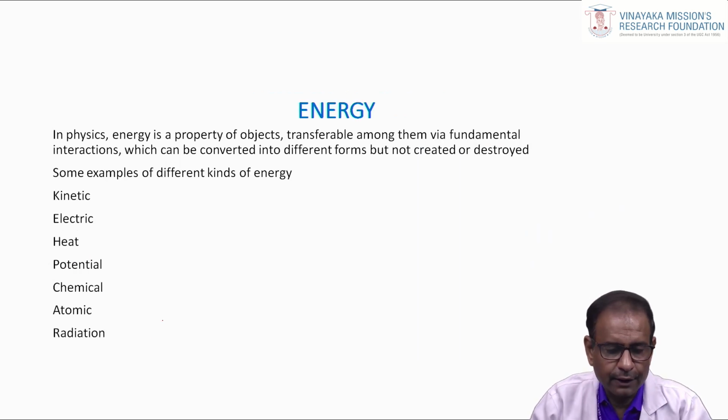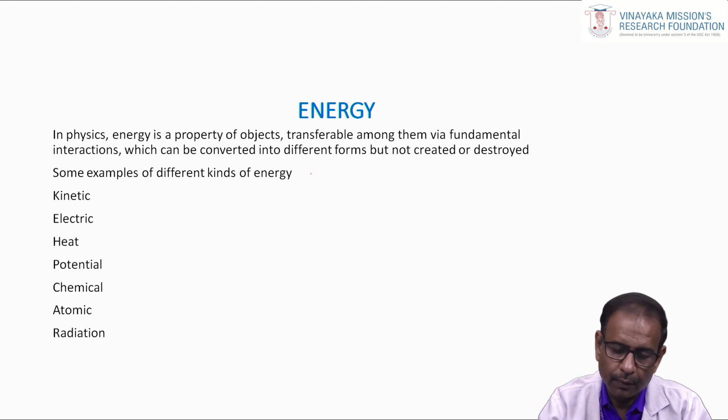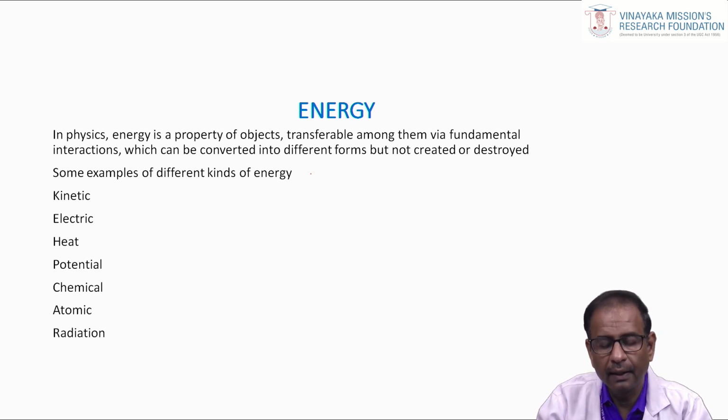So generally, what is energy? In physics, energy is a property of objects, transferable among them via fundamental interactions, which can be converted into different forms but not created or destroyed. Listen carefully: it can be converted from one form to a different form, but it is not created and not destroyed. Examples of energy are kinetic energy, electrical energy, heat, potential chemical energy, atomic energy, and radiation energy. Radiation is also one of the energy sources.